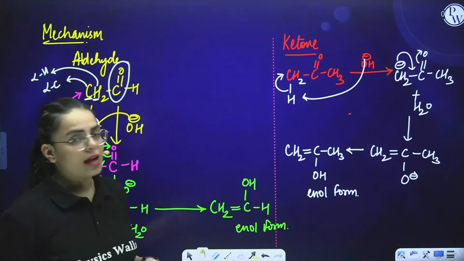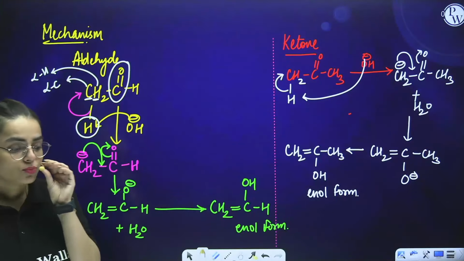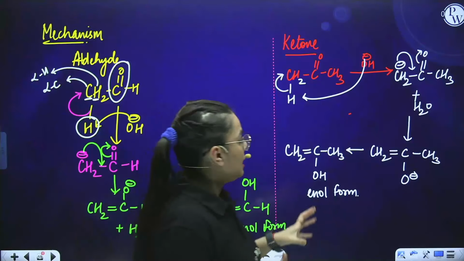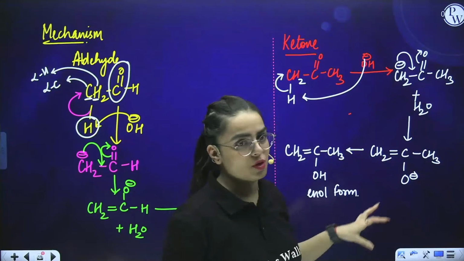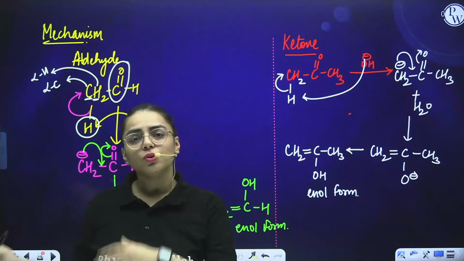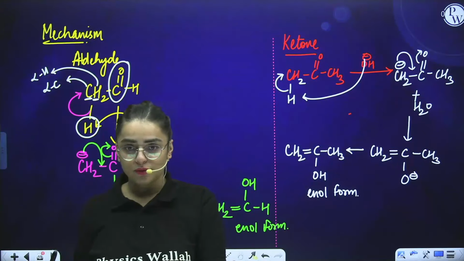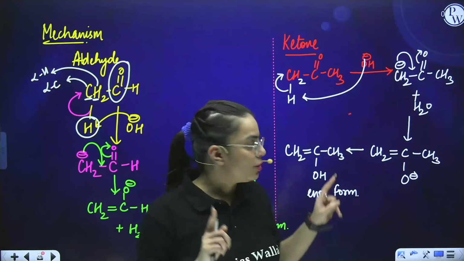Clear? Now one thing that you need to understand is which form is more stable. You know, if I talk about aldehyde or ketone and the enol form, I would say aldehyde and ketone are more stable as compared to the enol form. Why, students? Because in the enol form, what do you observe?